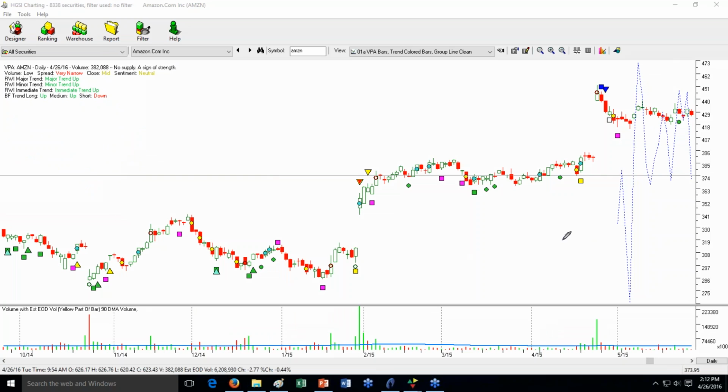Roman, just for your knowledge, if you hit the Alt D key, it takes you to daily. Alt W takes you to weekly. I see. Okay. Sounds good.